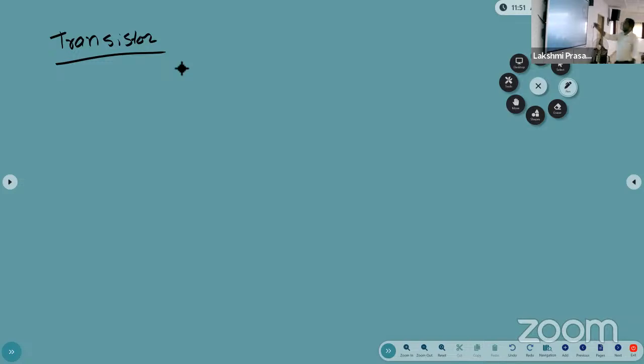So the transistors are NPN and PNP. So how are we making the NPN? The general definition, by seeing that word, is how we are joining the different semiconductors.